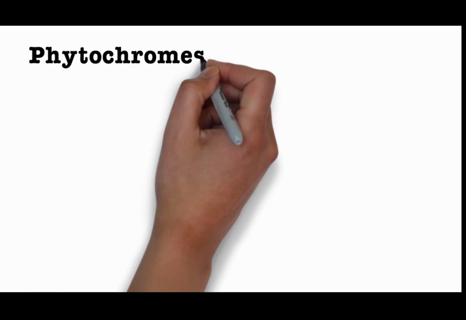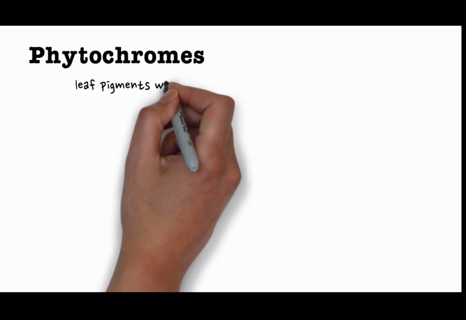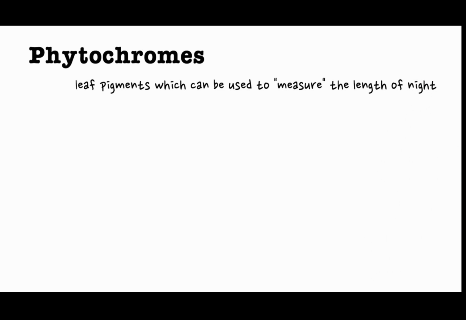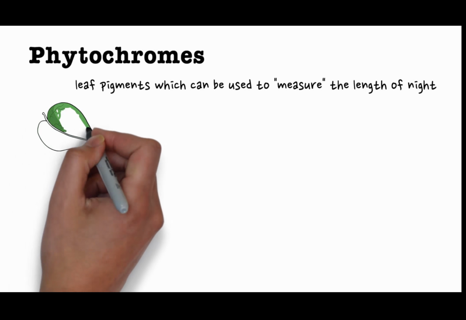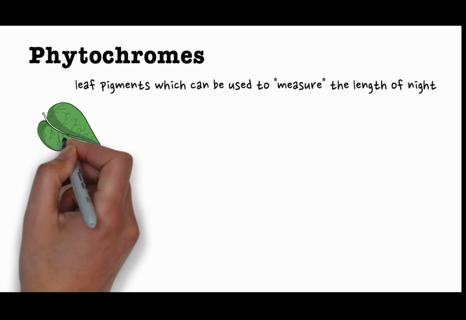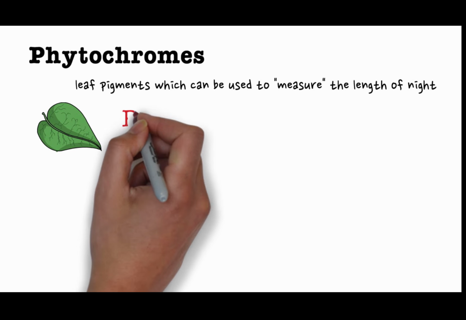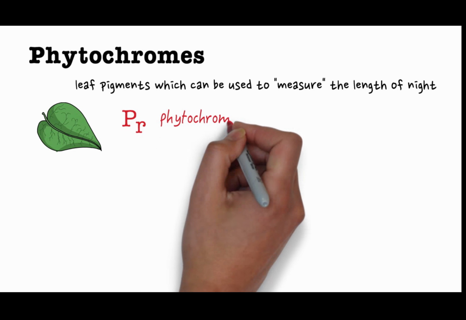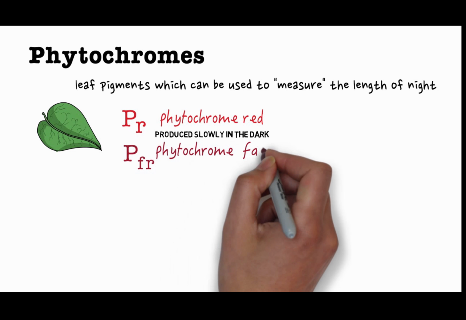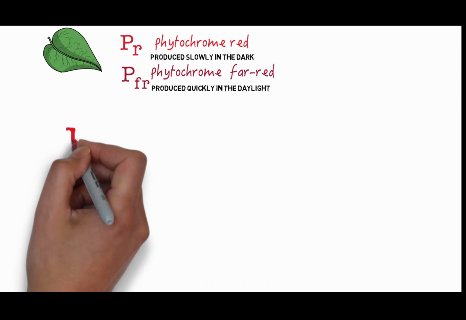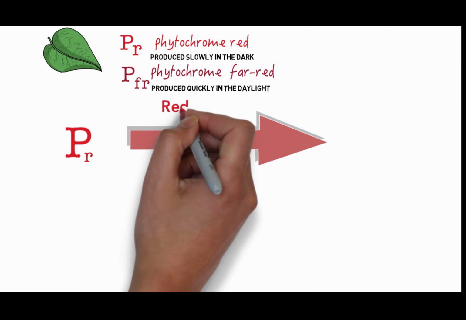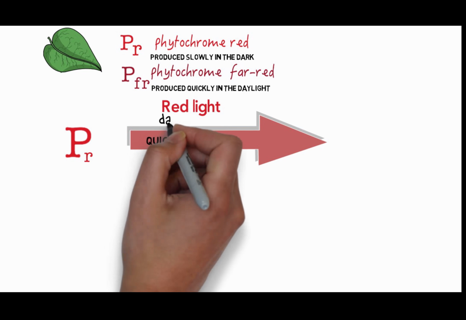Molecules called phytochromes play a major role in seed germination and plant response to seasonal changes. Phytochromes are leaf pigments that can be used to measure the length of night. In most phytochromes, the light-absorbing portion is photoreversible, meaning that it converts back and forth between two forms, depending on the color of light it's exposed to. In its PR form, a phytochrome absorbs red light and is converted to PFR form. In its PFR form, it absorbs far red light and is converted back to its PR form. PR is produced slowly in the dark, and PFR is produced quickly in the daylight. In daylight, there is a lot of red light from the sun.